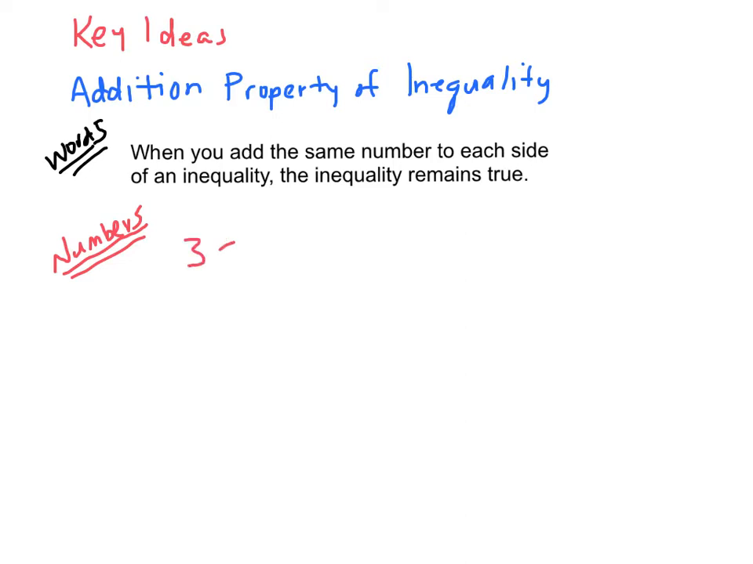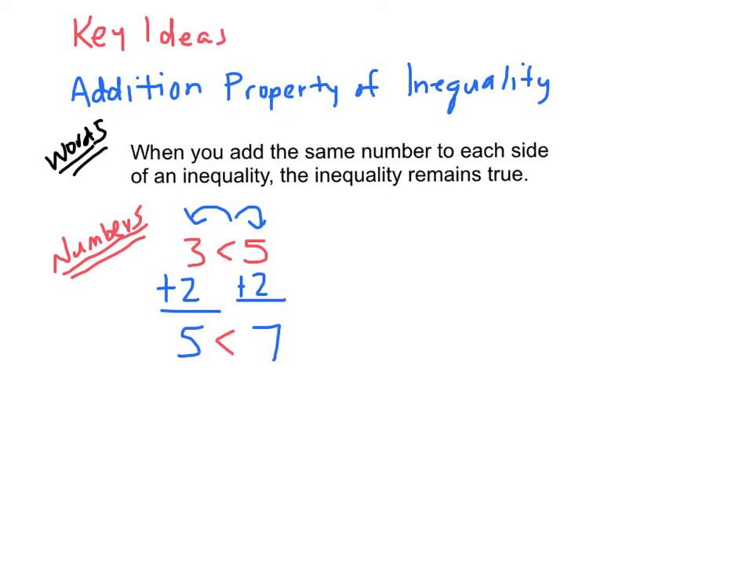If I had 3 is less than 5, and I added 2, I would get 5 over here. If I added 2 on this side, because whatever you do on this side of the inequality, you have to do on this side, just like with the equations. 5 plus 2 is 7. My symbol of less than stays the same. It still holds true. 5 is less than 7.